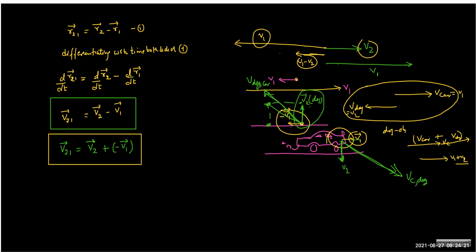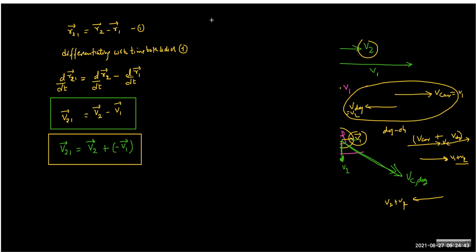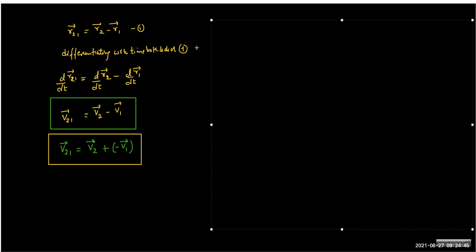So in the dog frame, the car is moving faster with this speed, and in the car frame, dog will go backward with the same speed. So it's very easy. We need to understand what V2 minus V1 is representing. It's the resultant of two vectors, and we have learned about vectors in the chapter on vectors.